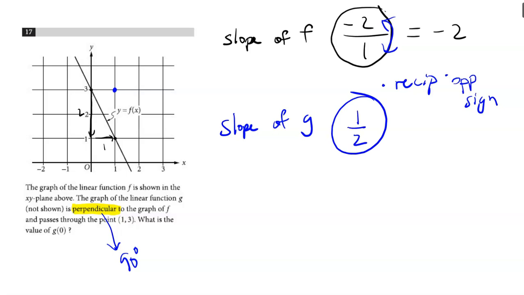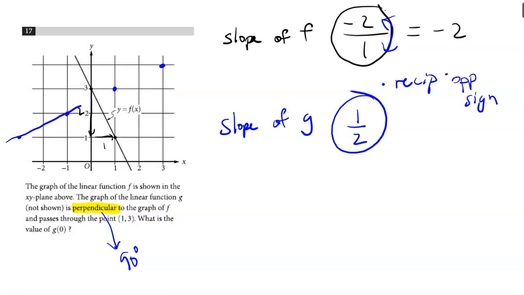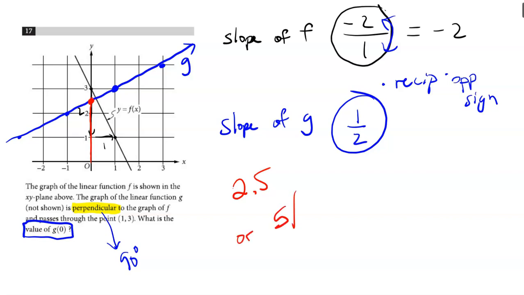So now my line has got to be +1/2, which is up 1 over 2. And if I go back the other way, it's going to be right kind of here. So there's a line that's perpendicular to f. It goes through the point they said. And then now we need to know, what is the value of g when 0 is inputted? Well, the value of g when 0 is inputted is right here. And it looks like it crosses perfectly at 2.5. Now, when you enter this on the SAT, since this is a free response, you could enter 2.5, or you could enter 5/2. Either way would be acceptable.